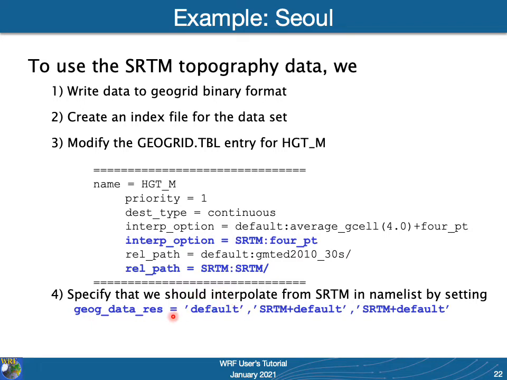So for domain 1, we can leave that variable set to default, and that will tell the geogrid program to use the default dataset, which happens to be this GMTED 2010 30 arcsecond dataset. But for domains 2 and 3, try to find a resolution of data that's called SRTM in every entry in the geogrid table file and use that. And only if a resolution called SRTM is not found should the geogrid program try to use a resolution called default. And this might happen, for example, for the land use data, for which we don't have a resolution called SRTM. And similarly for domain 3.